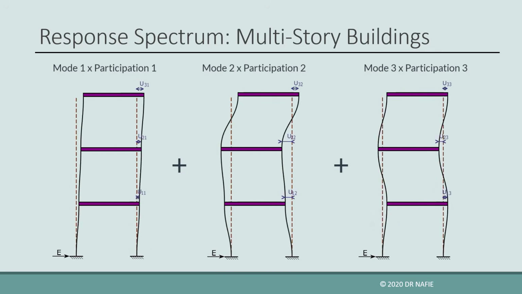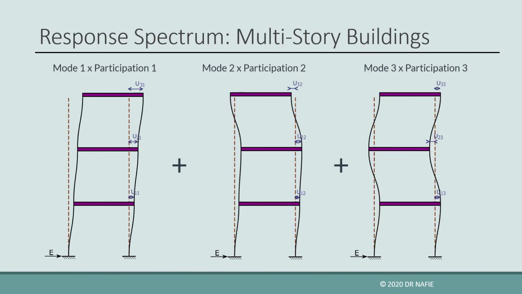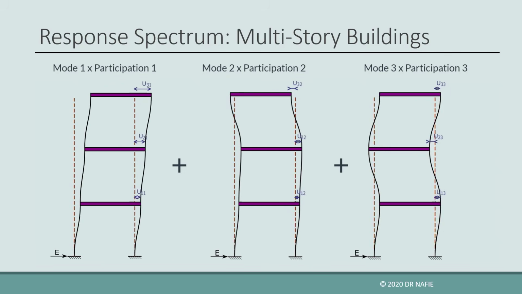For the 3 stories building, the response in the x direction will be a combination of 3 basic mode shapes. Each mode shape will have a certain share in the final response. This share is called the mode participation and can be measured by a factor called the mode participation factor.